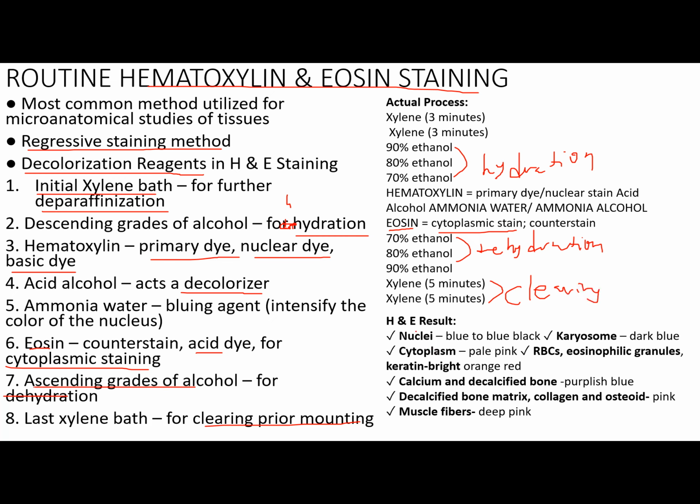So the H&E result, class, this is the expected result after performing. The nucleus should appear blue to black. Karyosome should appear dark blue. Cytoplasm should appear pale pink. RBCs, eosinophilic granules, and keratin should appear orange red. Then calcium and decalcified bone should appear purplish blue. Decalcified bone matrix, collagen, and osteoid would appear pink. Muscle fibers would appear deep pink. So take note of the results.